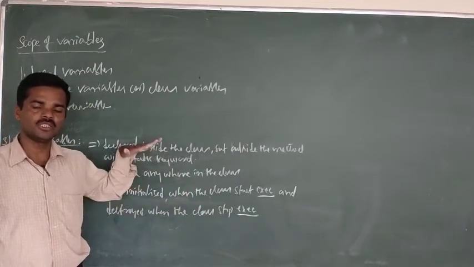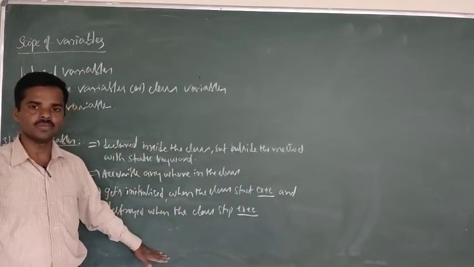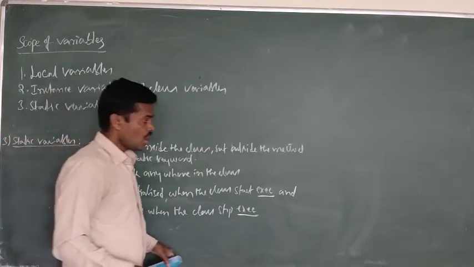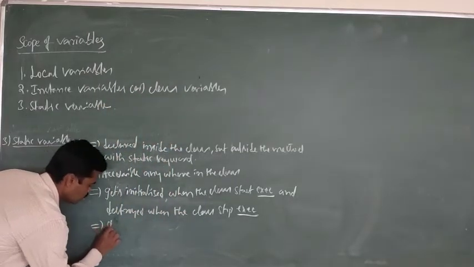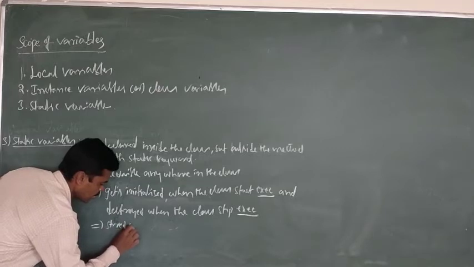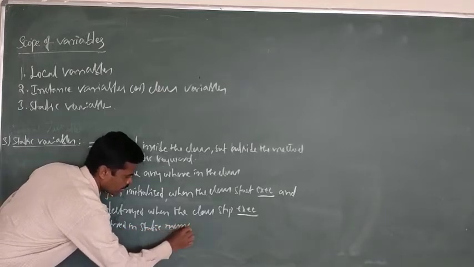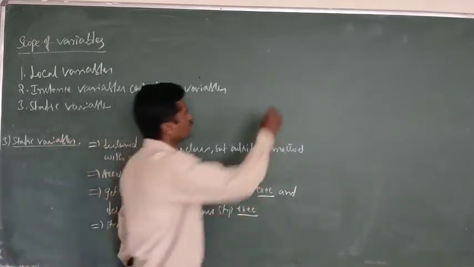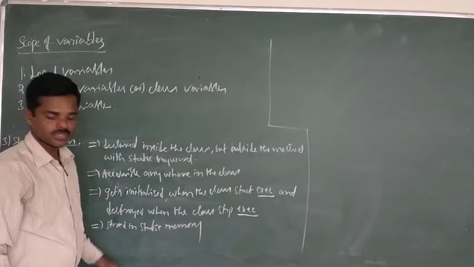When the class starts execution, these variables are created. When the class stops execution, these variables are destroyed. And these variables are stored in the static memory. And now we will see one example program of how to use static variables in Java.